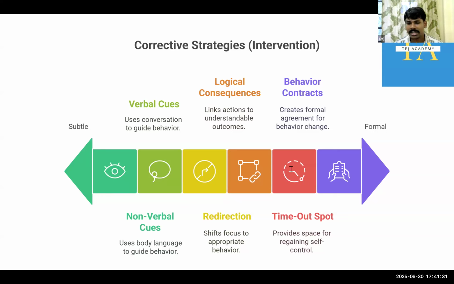Logical consequences talks about linking behavior to natural or imposed outcomes. For example, you have to tell students that if you're not doing your given task in a given time, and if there is a deadline that is coming up, you will have to lose your sleep. You might have to skip your games period and other periods to complete the task, right? And that will have a consequence.